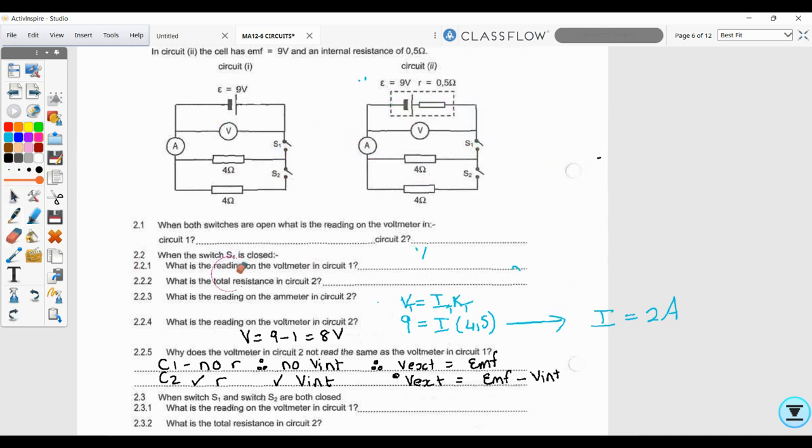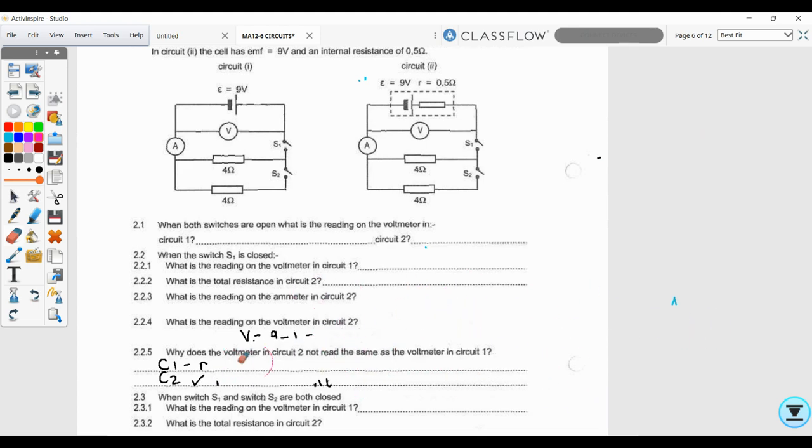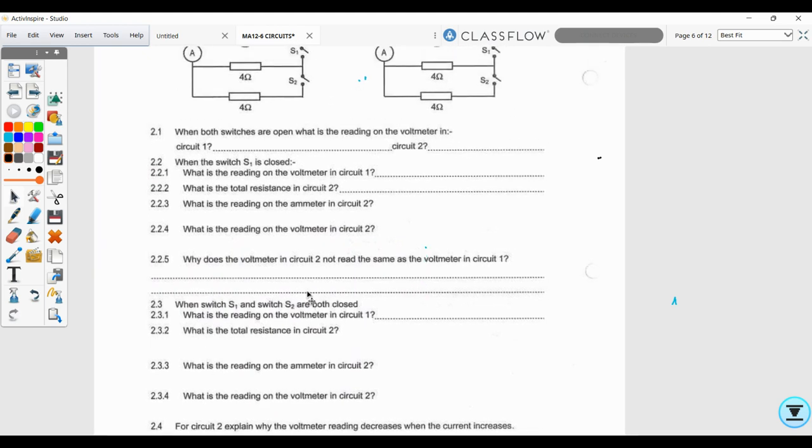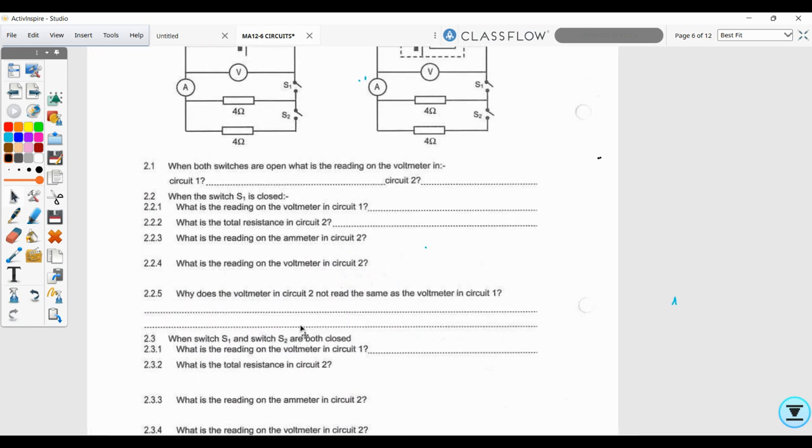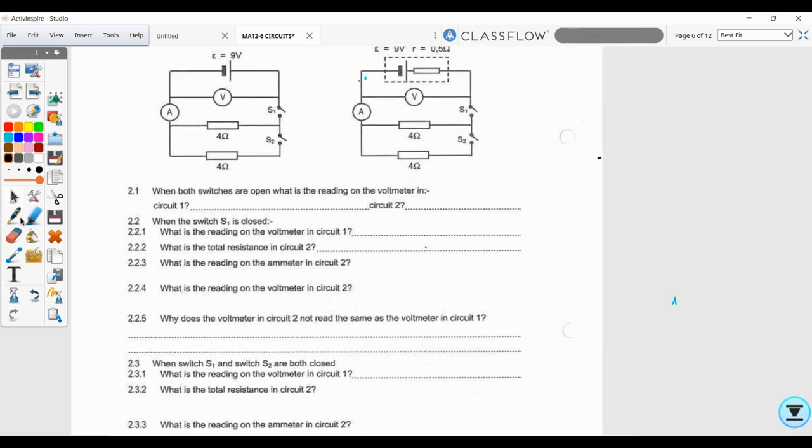And this is where they always ask you that question, what happens to the voltmeter reading? Okay, so they're probably going to ask us, they both close, what is the reading on the voltmeter in circuit 1? That voltmeter reading is still going to be 9 V, because it's still the EMF. It's connected across both of these, and they are in parallel. So the voltmeter across this one is the same as this one, is the same as the EMF. All those voltages are exactly the same.